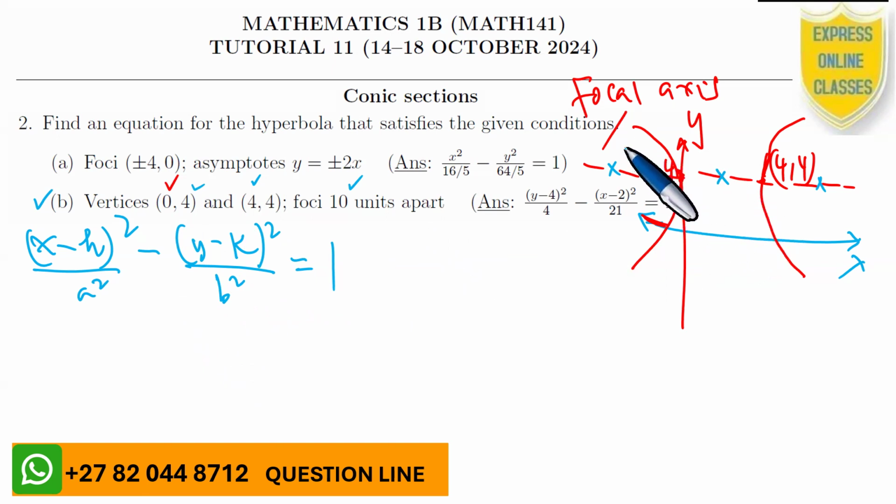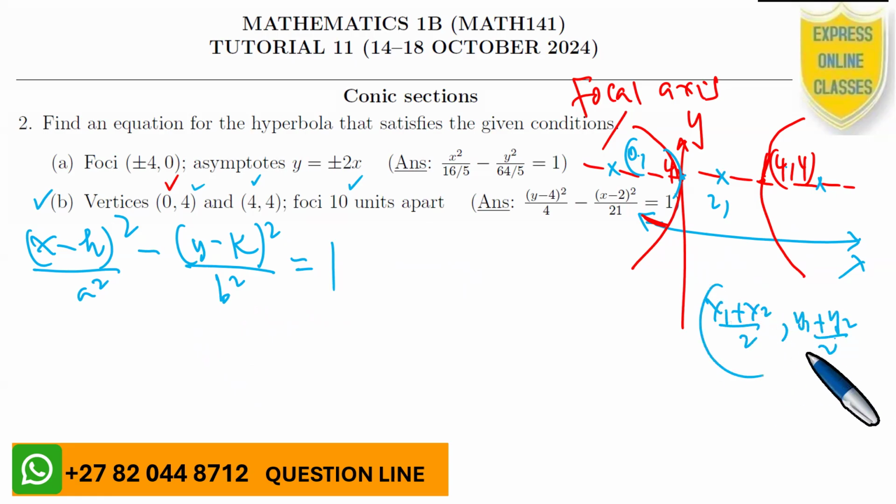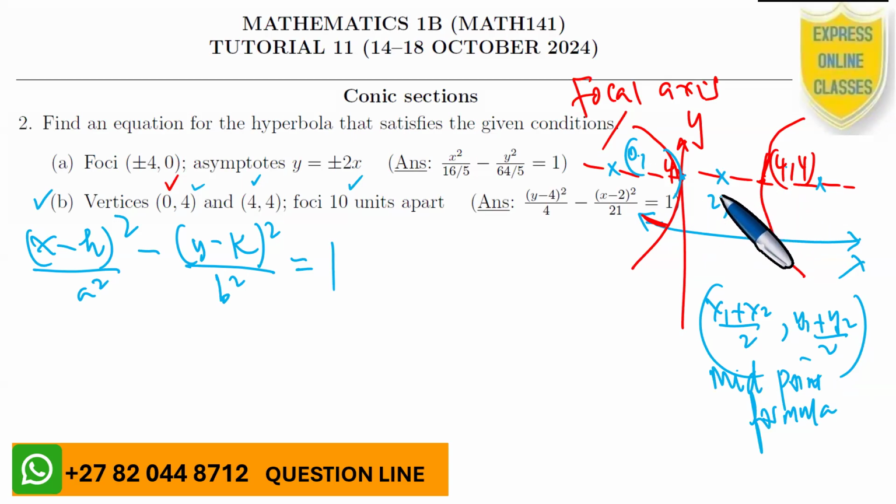So if this one is 0, 4, what is the midpoint? You have 0 plus 4 divided by 2, you have 2. For the x, 0 plus 4 divided by 2, because the midpoint formula is x1 plus x2 over 2, then we have y1 plus y2 over 2. And this would characterize the midpoint formula from high school. This is the midpoint formula. 0 plus 4 divided by 2, you have 2.